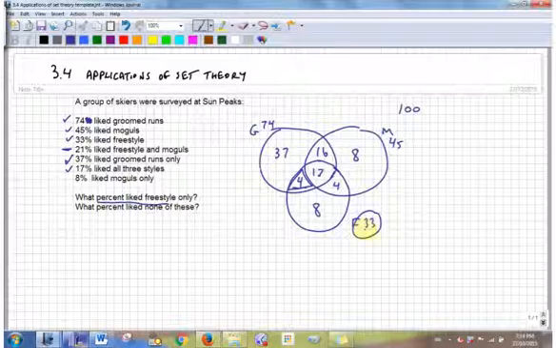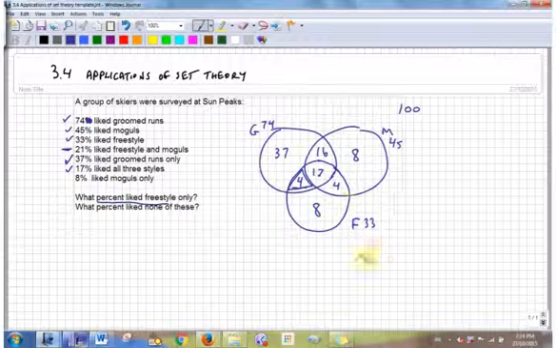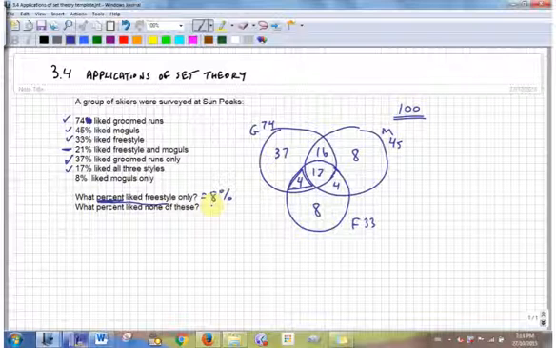Okay, so let's double check. That's got to add up to 33. That's 8 and 8, 16, and 17. That's 33. Check. That's the answer, but it does say percent. So now I need to change that number back to a percent because it's out of 100. 8 people means 8%.